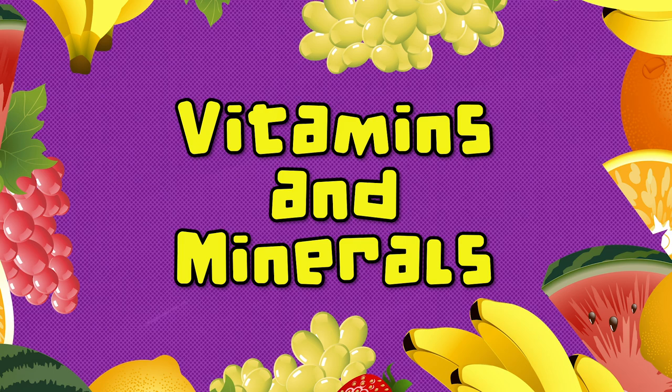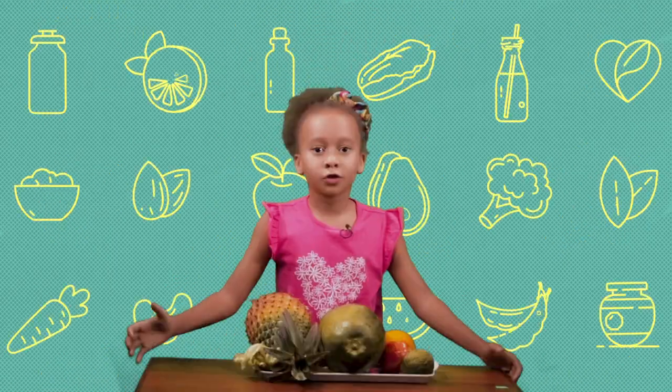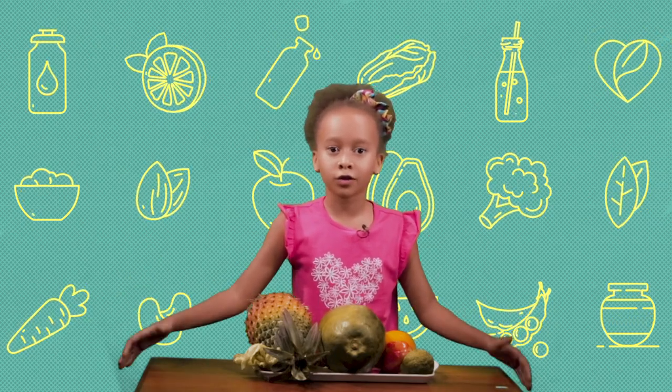Vitamins and minerals are substances that are found in food we eat. Your body needs them to work properly so you can grow and develop just like you should. Bacteria, fungi, and plants produce their own vitamins. Our bodies can't. So we need to get them from other sources. Each vitamin or mineral has a special role to play.